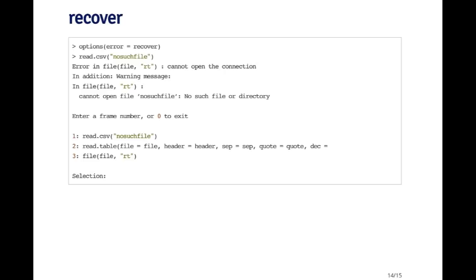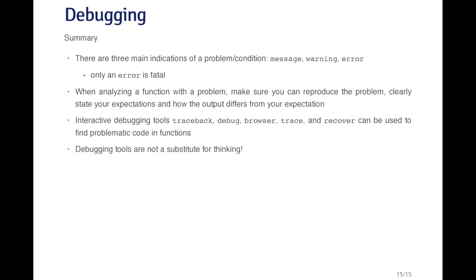So just to summarize really quickly, there are basically the three main indications of some sort of problem or condition: message, warning, and error, and of the three, only the error will stop execution of the function. When you're analyzing a function that you think has a problem, make sure you can reproduce that problem, and make sure you can articulate what your expectations are, what the output is, and how the output differs from what you were expecting, or I'd like to say what you were expectating.